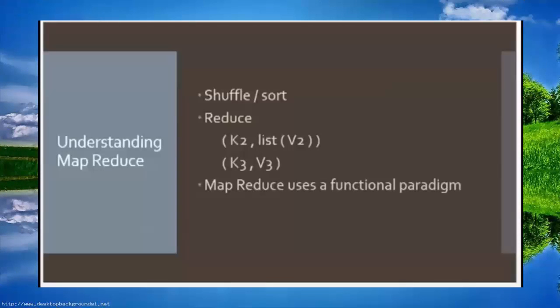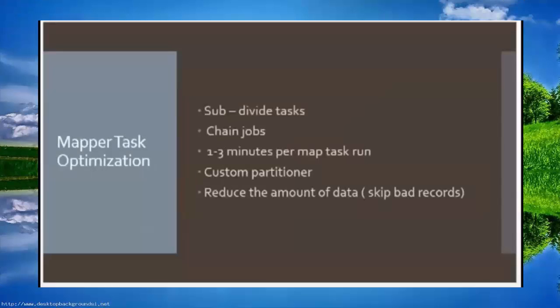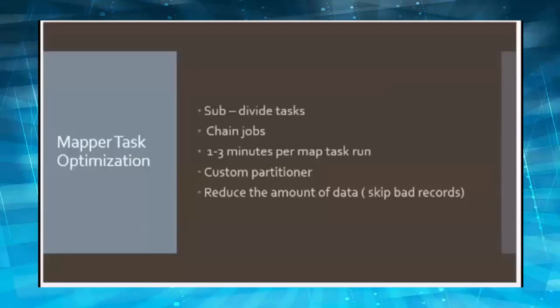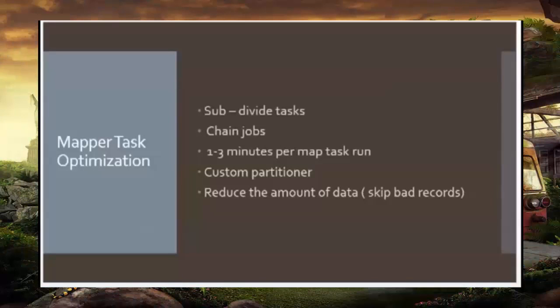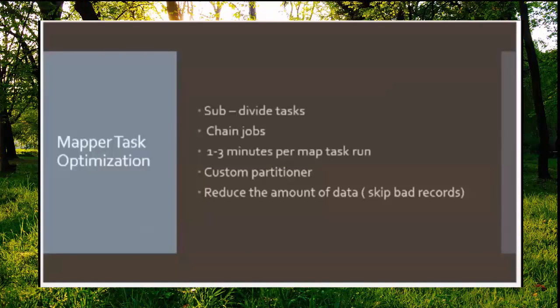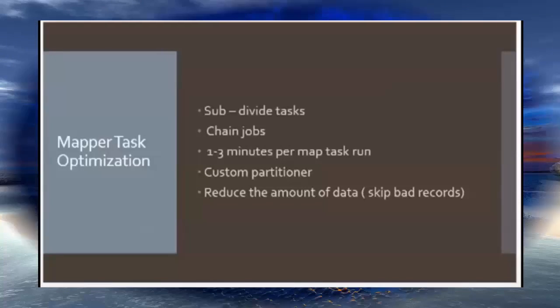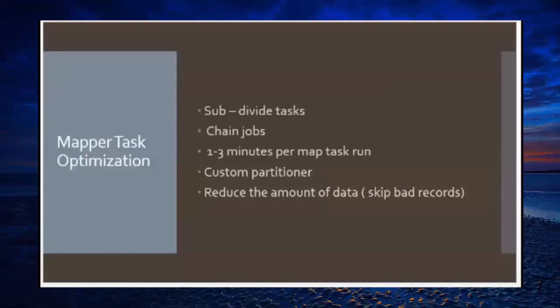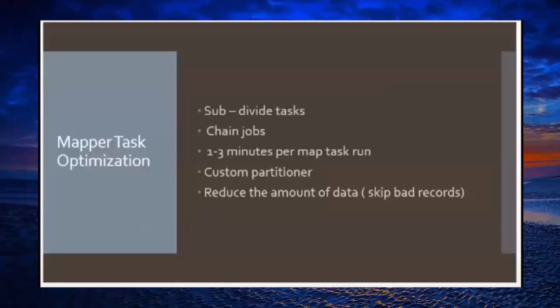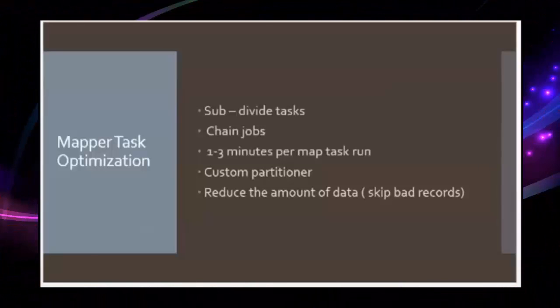So when we think of mapper task optimization, we have many different things that we can look at. The first thing I already talked about, which is subdividing tasks. That's the most common thing I see out there in the wild, where you need to break your mapper apart into separate mapper tasks. And as I said, you want to aim for really no more than 1, 2, or 3 processes to occur, and really it should be short. That should correlate to minutes, 1 to 3 minutes per map task run. Now, there's many other things that you can do in addition to this to optimize your mapper.